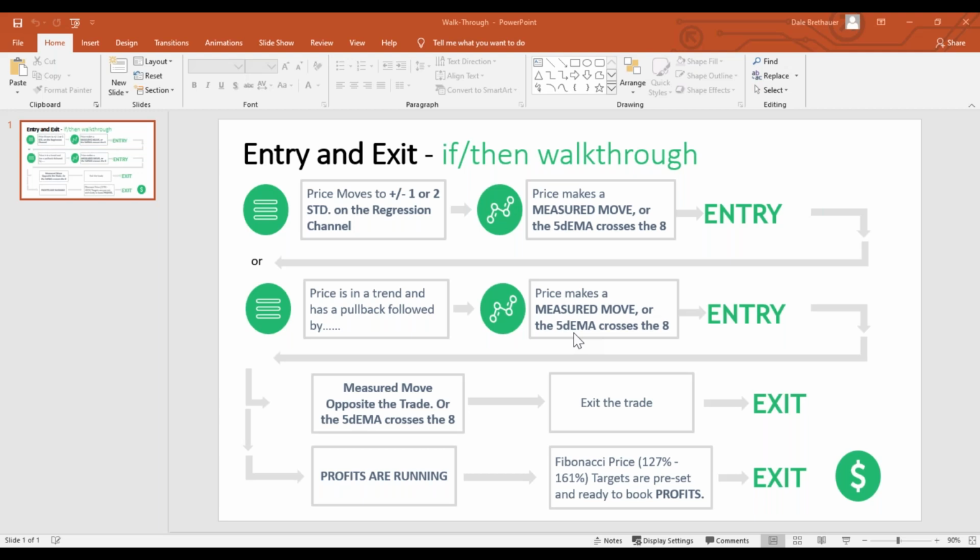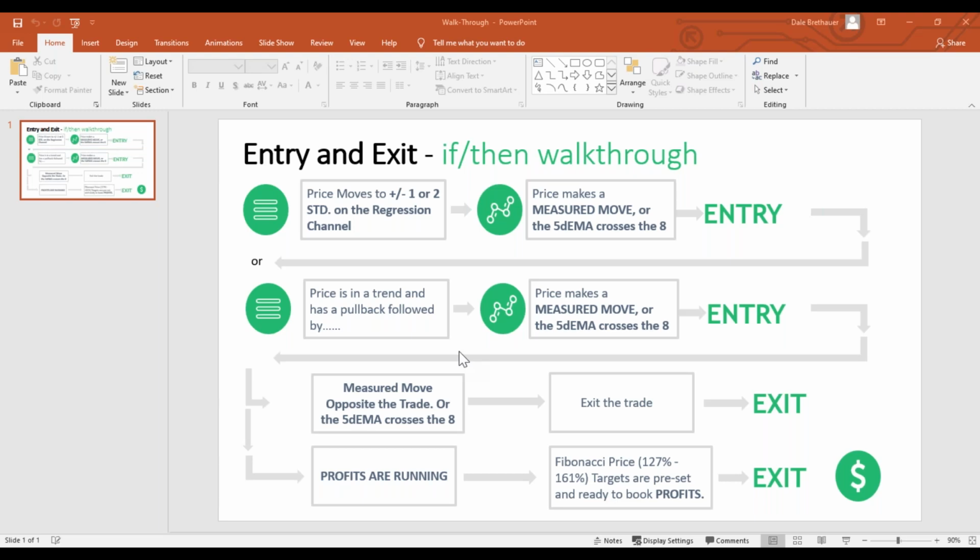Now, the beauty of our strategy is, once you're in, we know immediately when we're going to get out. And that's either when we have a measured move opposite the trade, or the 5 crosses over the 8. That's the exit of the trade. Or if it's profitable, we're going to let it run until it comes to one of the Fibonacci's. And those are the major rules.